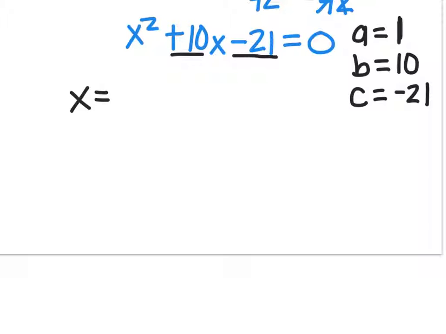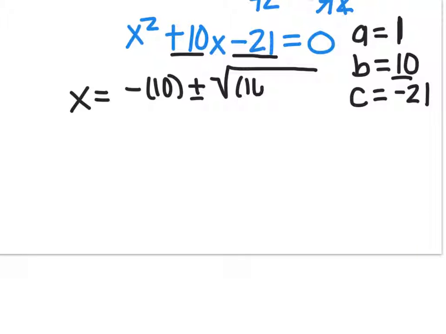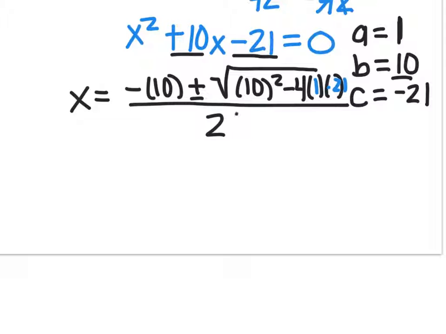So I get x equals, then I have negative b. b is 10. Plus or minus the square root of b squared minus 4 times a times c. Okay, so I'm going to put in a is 1. And c is negative 21. All right, and then that is all going to be over 2a. And a is 1 for us.